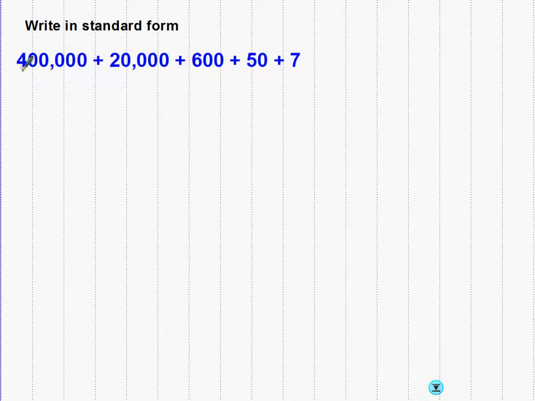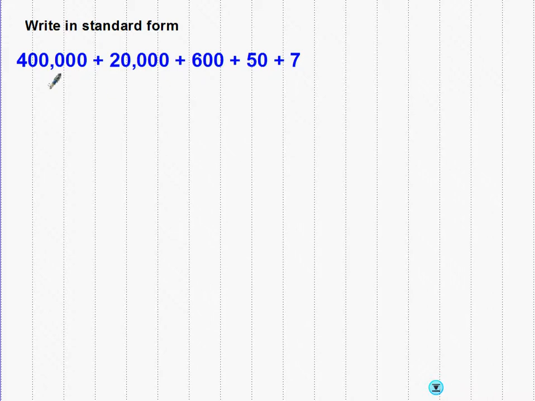A lot of people will look at the first digit in each of these numbers, and they'll come over here and they'll just go 4, 2, 6, 5, 7. And once in a while that will give you the correct answer, but as often as not, as it does in this case, it gives you an incorrect answer. So don't do that. It's worth taking the time to do these extra steps that I'm going to show you right here.